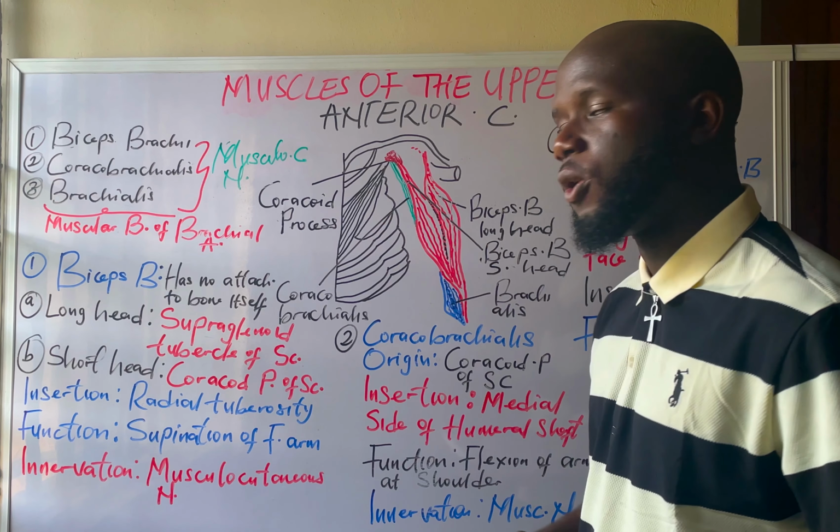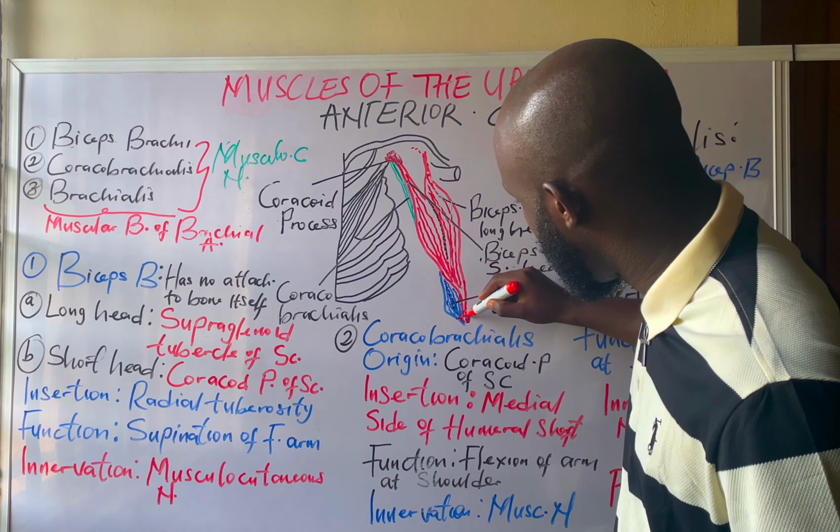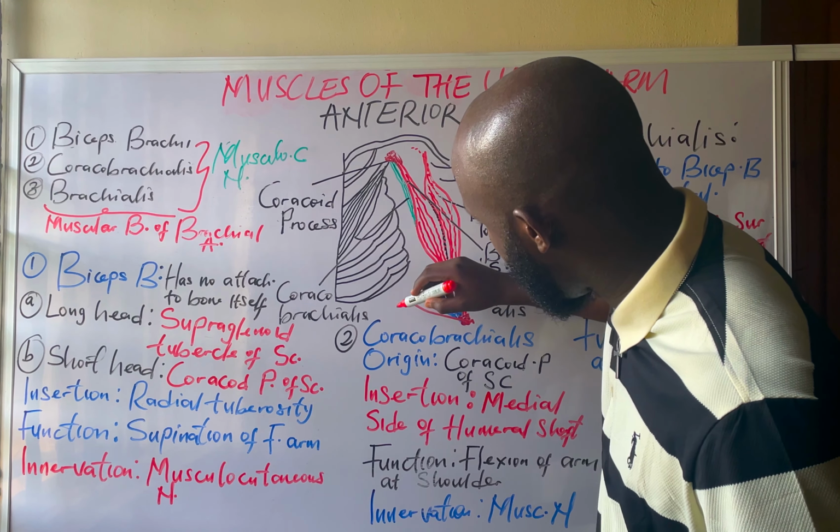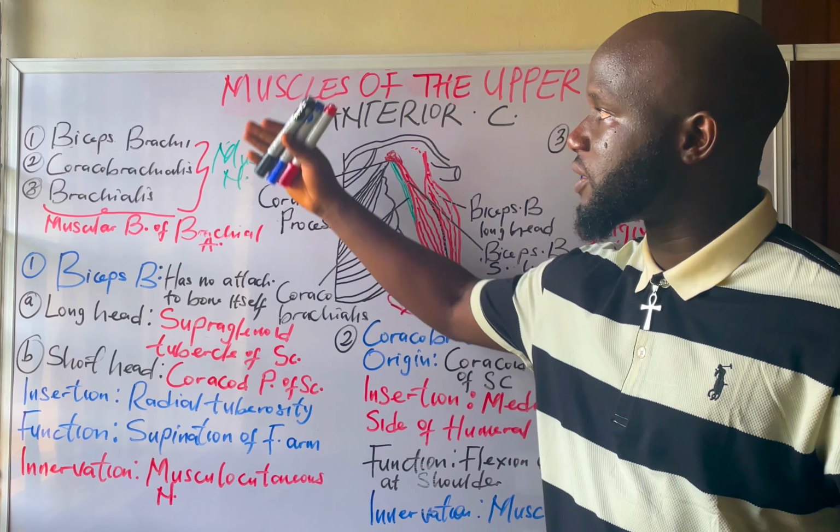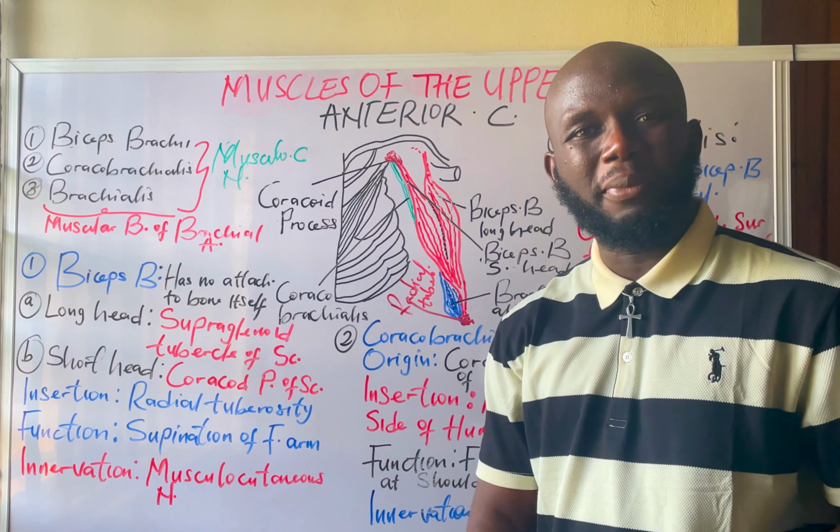So where do they insert? The biceps brachii inserts at the radial tuberosity. The radial tuberosity is somewhere around here, so it's safe to label this as the radial tuberosity. So what is the function of the biceps brachii? It is the supination of the forearm. In our class earlier on anatomical terminology, we spoke about anatomical terms of movements: flexion, extension, supination, and pronation. So the function of the biceps brachii is that it helps in supination of the forearm, and the innervation is by the musculocutaneous nerve. So it's safe to say that all the muscles of the anterior compartment of the upper arm are innervated by the musculocutaneous nerve, and their artery is the muscular branch of the brachial artery.